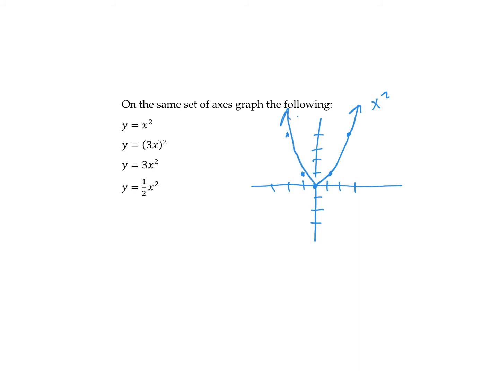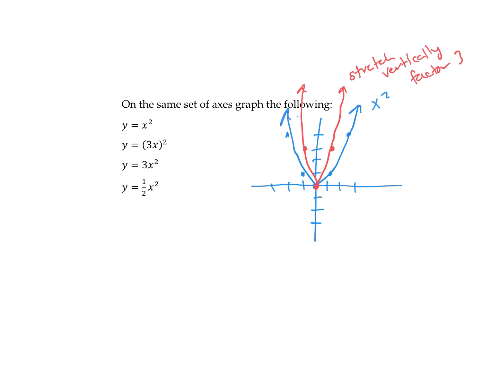Okay, so let's do 3x squared. So I'm going to square 0, multiplied by 3 is 0. I'm going to square 1, so 1 squared is 1 times 3 is 3. Negative 1 squared is 1 times 3 is 3. So what does that do? Well, we could say that stretches it vertically by a factor of 3.